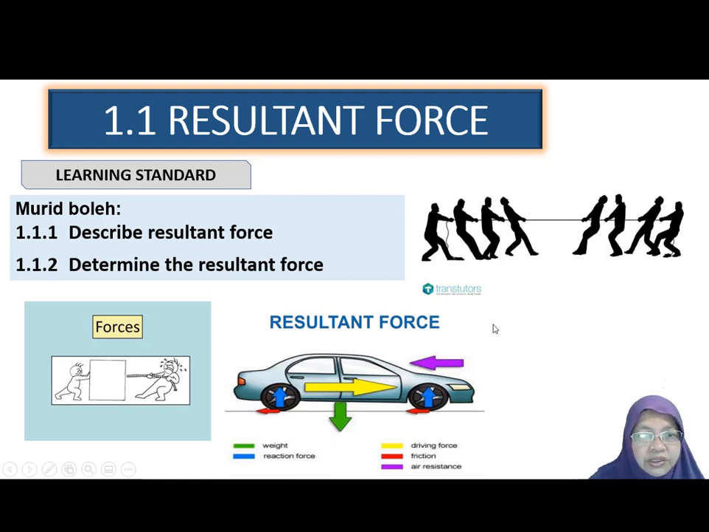Okay, so what is our learning standards? So, today we are going to discuss two learning standards. The first one is describe resultant force. Secondly is to determine the resultant force.